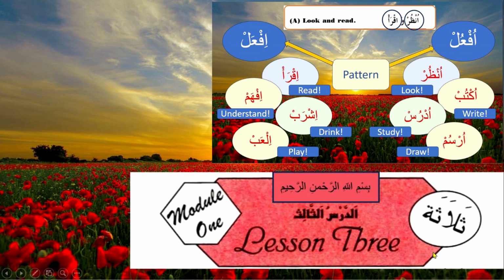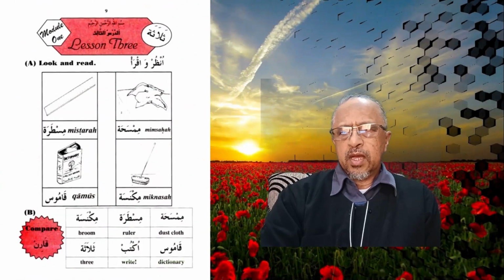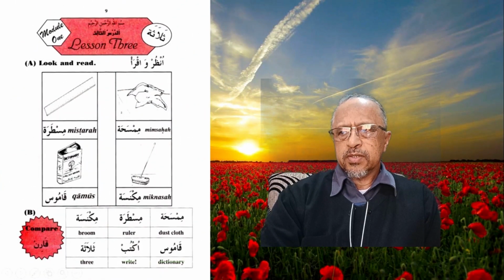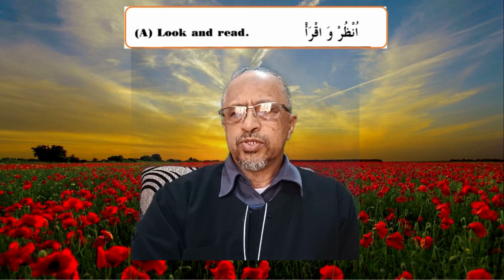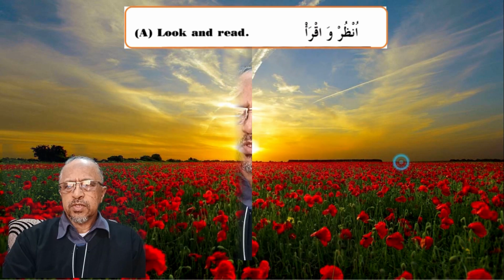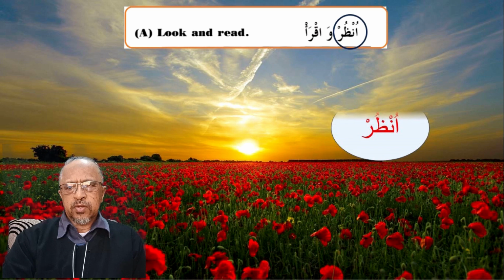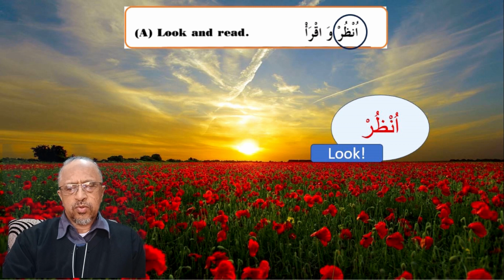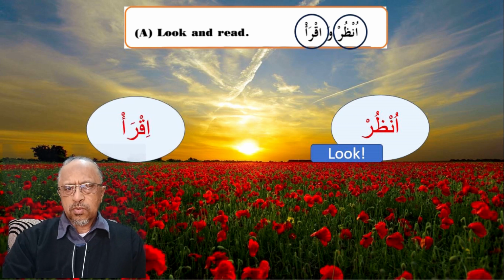Enjoy Arabic, Book 1. We're still busy with lesson 3, and we're coming back to the initial instructions, which say look and read. Of course, the first word is Ondur. There you can see Ondur, and what does it mean? Look. Ondur means look. And the second instruction there is Iqra. As we probably know by now, Iqra means read. Very good.